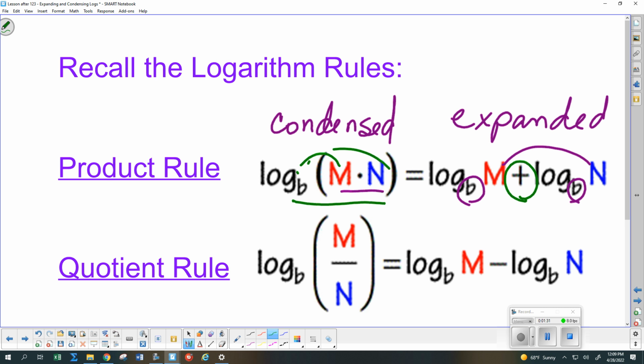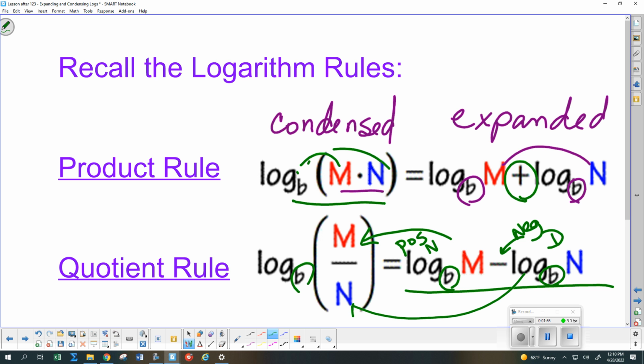Similarly, the quotient rule: if you start off with a minus sign in between two logs that have the same base, you can combine them as just one log with that same base. Whichever one was positive goes in the numerator. Whichever one had the negative out in front, that one will go in the denominator. Or if you start out with a log of one thing divided by another one, you can split that up into two logs as long as you subtract what you get in there.